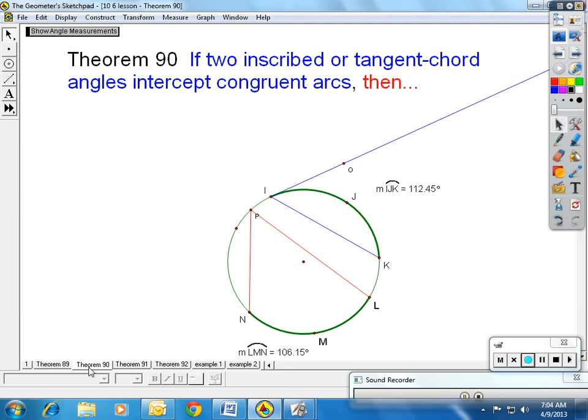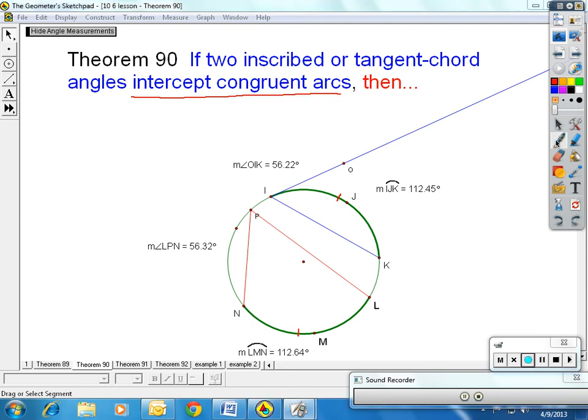Theorem 90 is the next one. We're going to look at if 2 inscribed or tangent chord angles intercept congruent arcs. It's very similar to the last one, but now these angles intercept congruent arcs. According to my drawing, I would want this green arc to be congruent with that green arc, and it looks like I need to adjust it so that it is. If I pull this around, 112, that's going to be about as close as I can get it to being congruent. But since they're the same circle and these measures are the same, those 2 arcs are congruent. Well, what would I expect about my angle measures? You guessed it, they must be equal as well, because they're 1/2. This has got to be congruent to that arc there. So really theorem 90 and 91 kind of come out of the same rule.